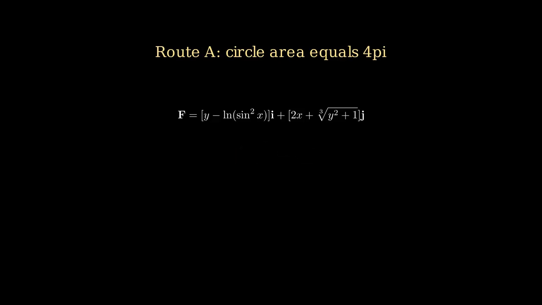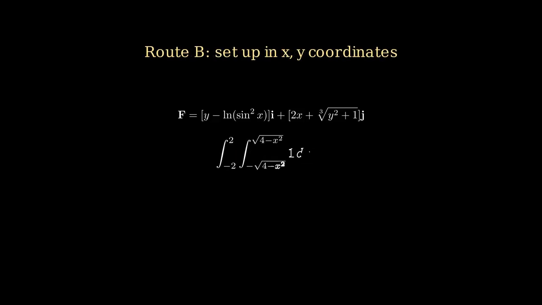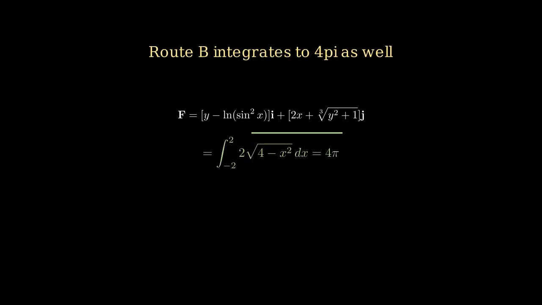Route B. Set up in xy coordinates instead. That gives the integral from x equals negative 2 to 2, integral from y equals negative the square root of 4 minus x squared to the square root of 4 minus x squared of 1 dy dx. Integrating the inner piece with respect to y gives 2 times the square root of 4 minus x squared. The outer integral, from negative 2 to 2, of 2 times the square root of 4 minus x squared dx is exactly the area formula for a semicircle doubled, and it evaluates to 4 pi, matching route A.